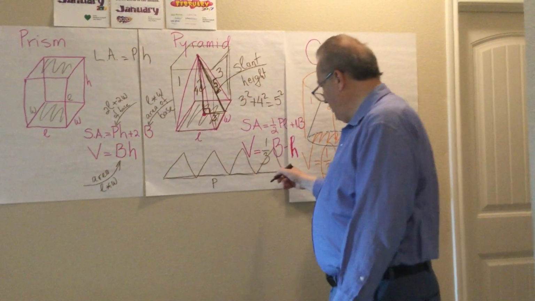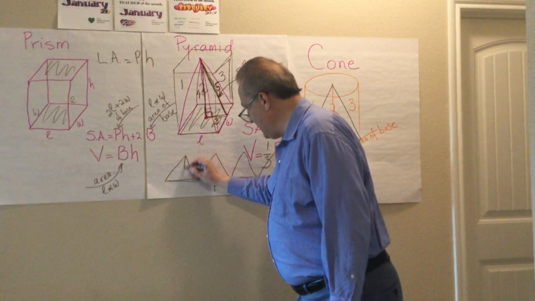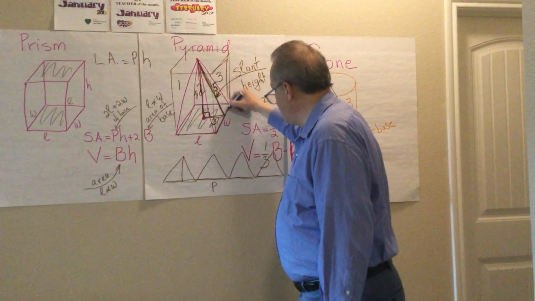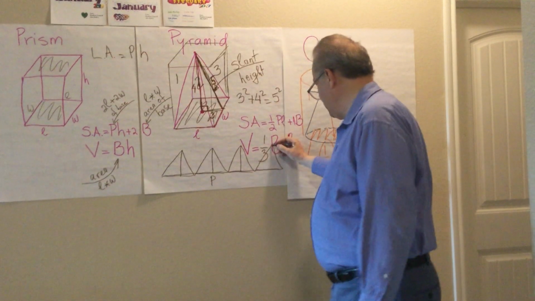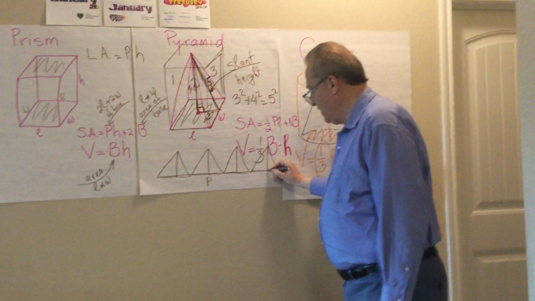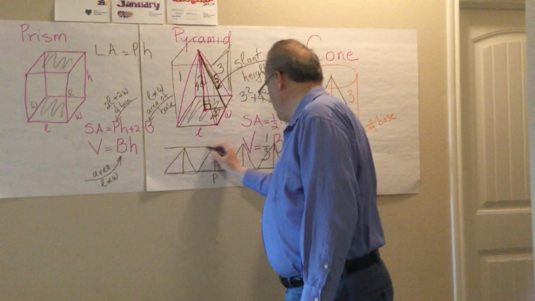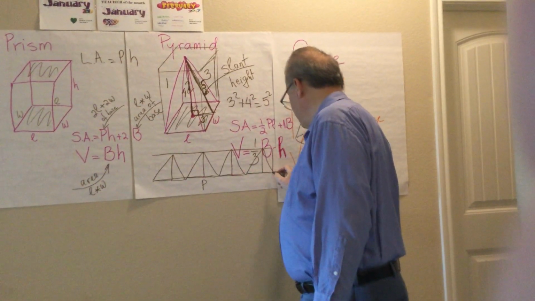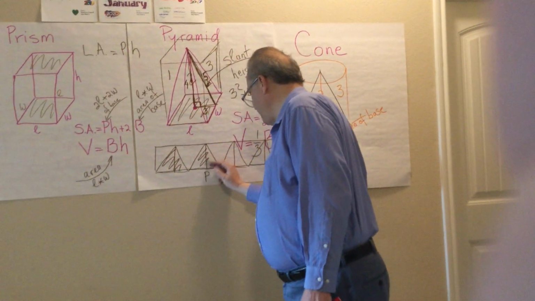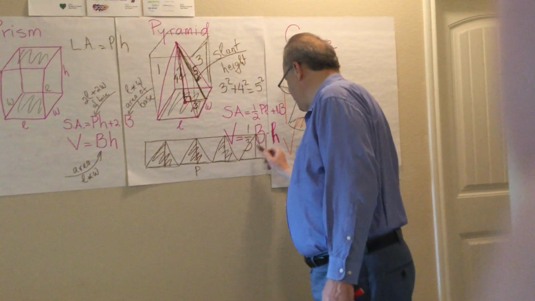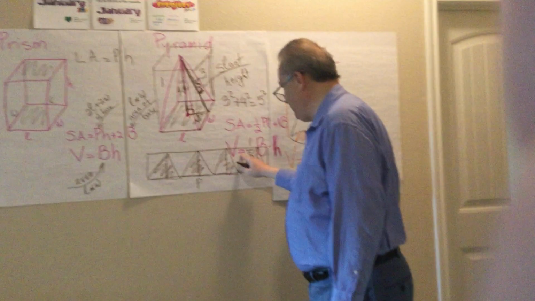Now, coming back over here, this is my slant height. This is my slant height. What do you notice? We can have a rectangle, but we only cover this face, this area, and this area, and this is empty.